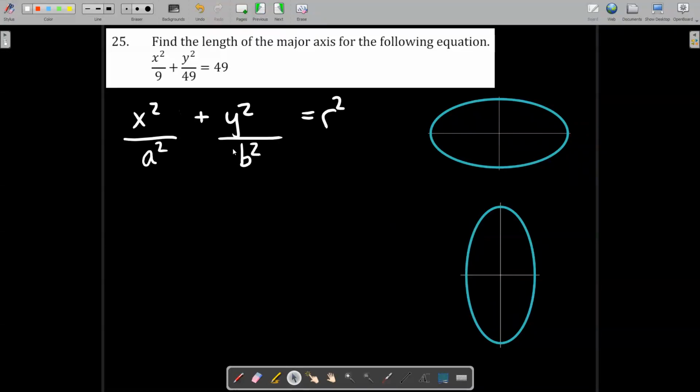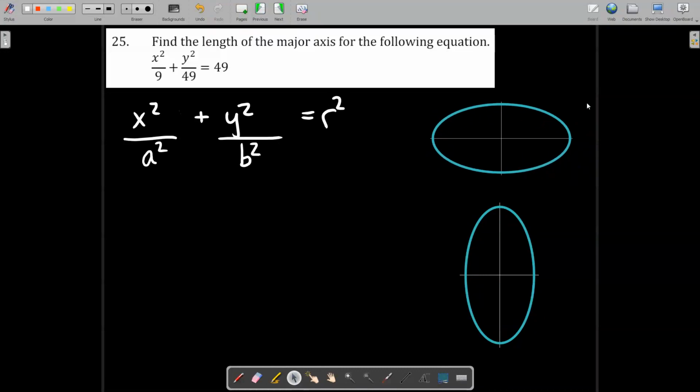So you can tell which one is going to be minor and which one is going to be major by how big these numbers are. The larger of the two is going to be the larger axis. So looking at the equation that we have, it looks like the larger axis is going to be the vertical axis, not the horizontal. So we're dealing with one of these, not with one of these. So let's just get rid of this one.